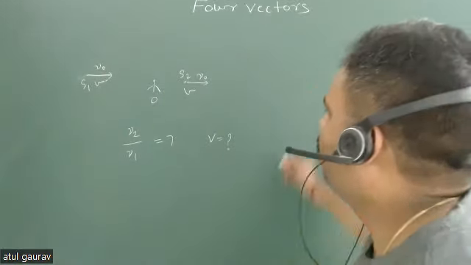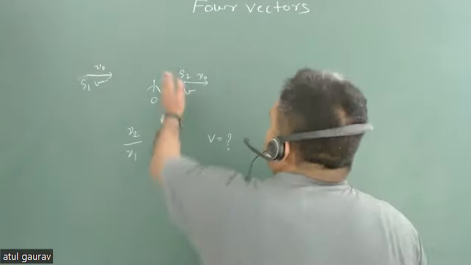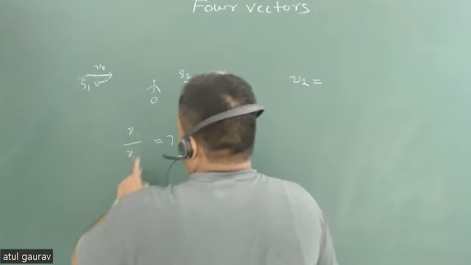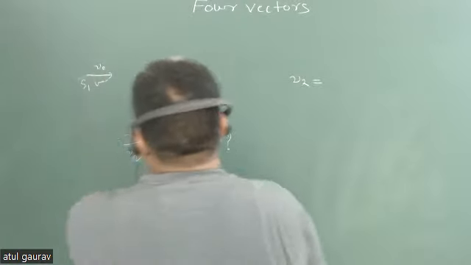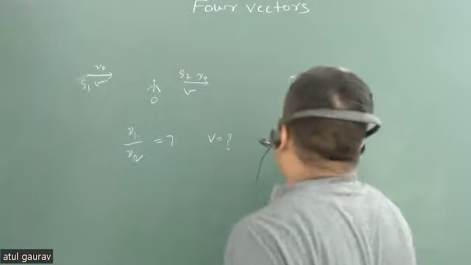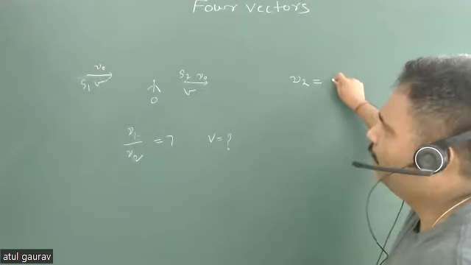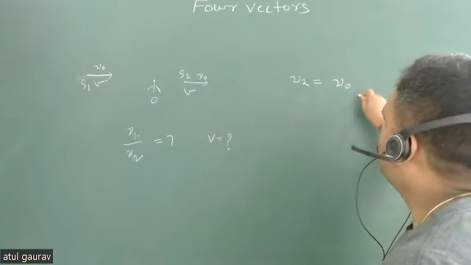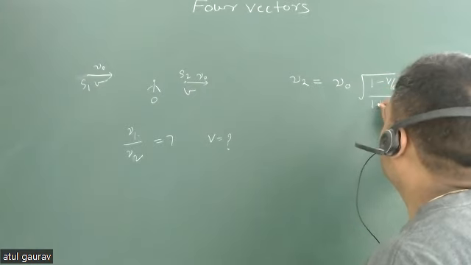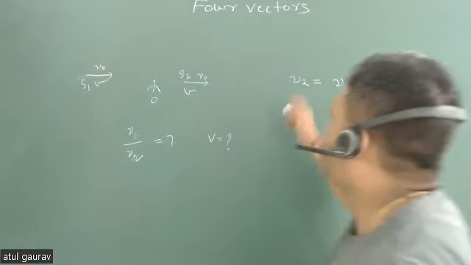So obviously, what will be your nu2? Sorry, so nu1 by nu2 is equal to 7. This source is moving away from this observer. So what will be the frequency? Tell me. It is nu naught times the square root of 1 minus v upon c over 1 plus v upon c. So this is your nu2.